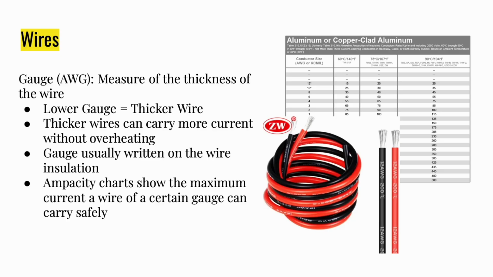There are also ampacity charts, which show the maximum current a wire with a certain gauge can carry safely. These charts differ based on the material of the wire, so if you ever use one, just make sure it matches the material of your wire.